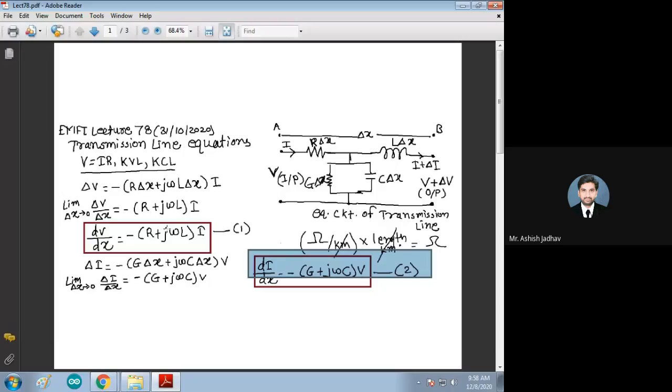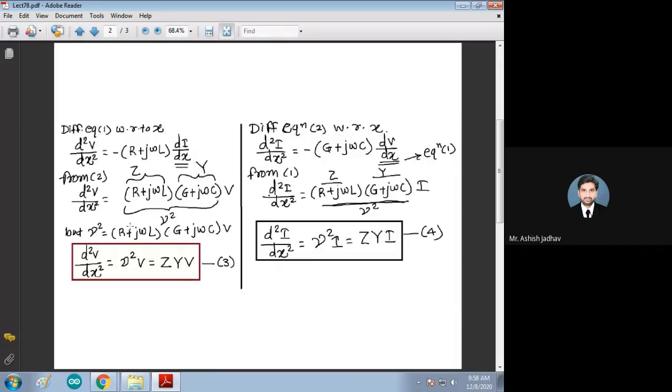So we have obtained this equation 1 and equation 2. Now from equation 1 and equation 2, we can derive these two equations. So differentiating equation 1 with respect to x, d square v by dx square is equal to minus r plus j omega L into di by dx. Right.